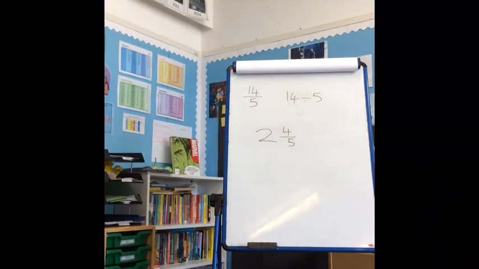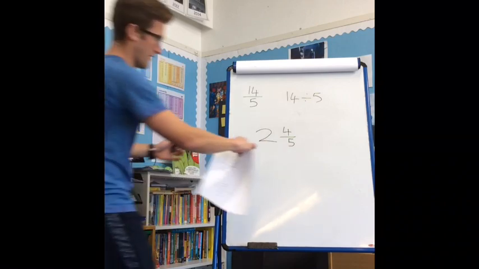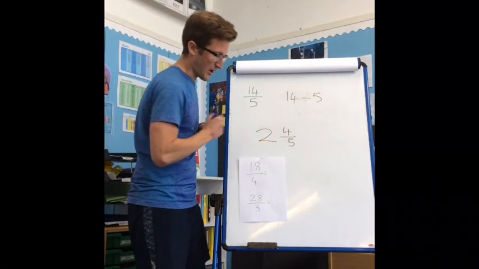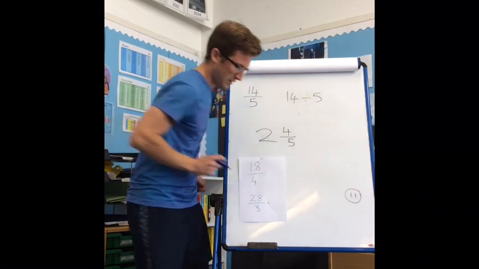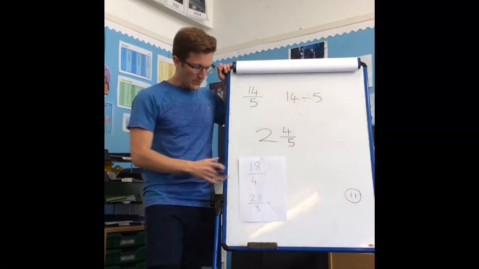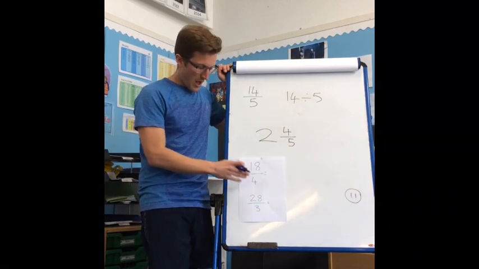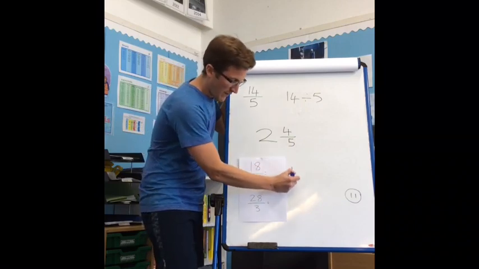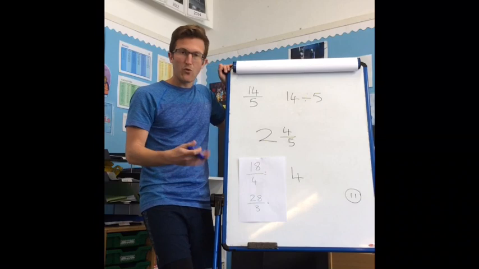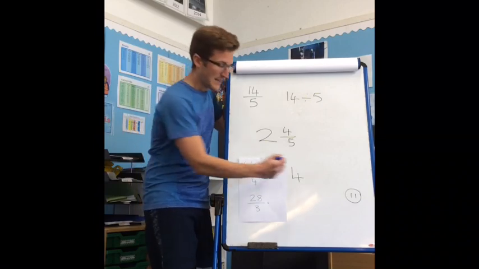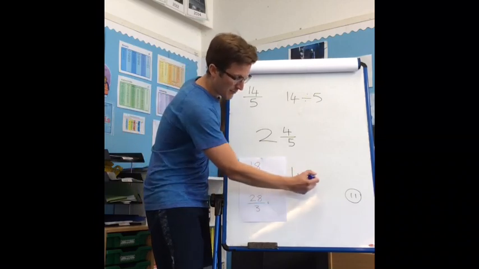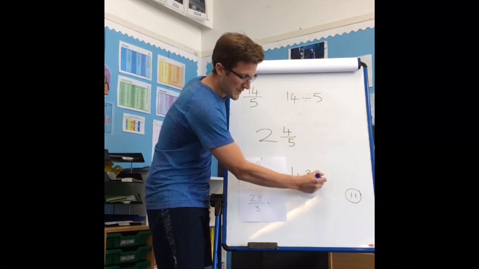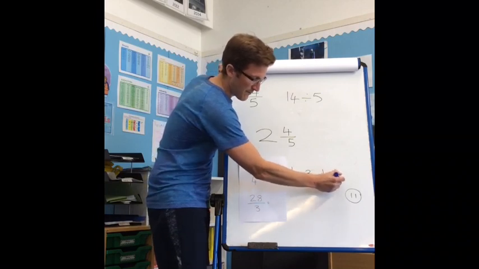I'll put some down here. Have a little go. Don't forget to pause. Okay, so this one here, you'll be looking at your 4 times table. How many groups of 4 can you make out of 18? The answer is going to be 4. 4 fours are 16. The difference between 16 and 18 is 2. And then the denominator stays the same. If you wanted to simplify that, that could be 4 and 1/2.